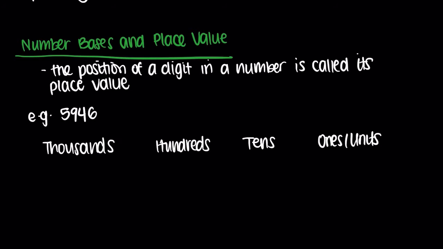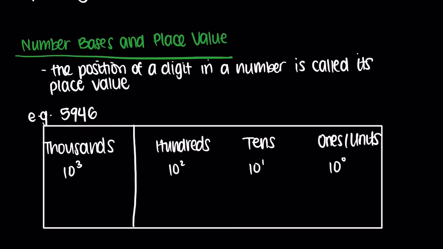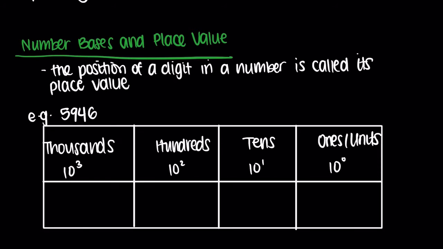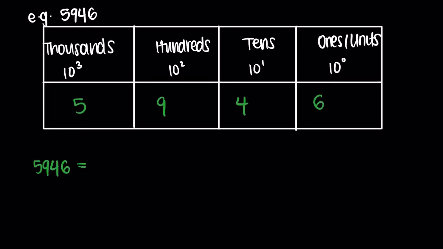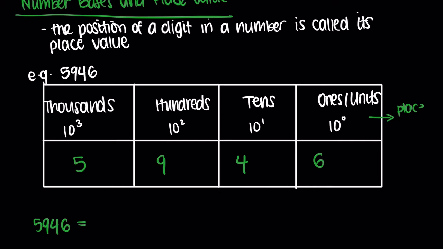So 10 to the third power represents the thousand place, 10 to the second power is 100, 10 to the first power is 10, and 10 to the zero power is 1. And we place each of the 4 digits in their respective places. And so the thousands, hundreds, tens, and ones are what we call the place values, while the digits 5, 9, 4, and 6 are the faces.